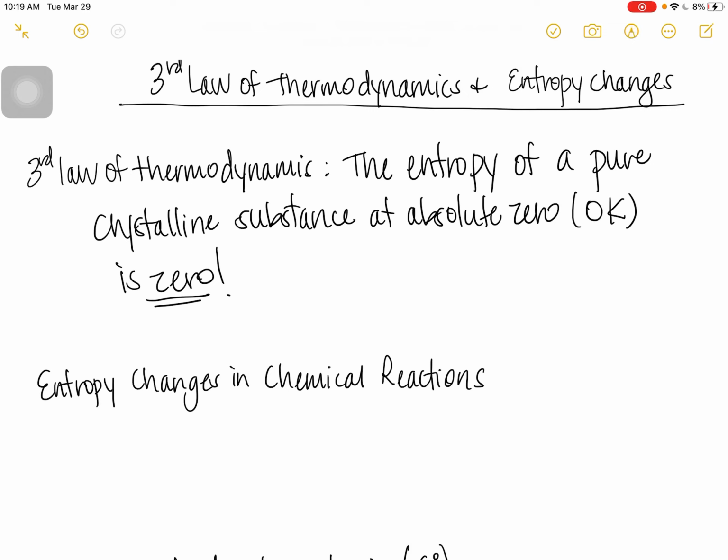Okay, so the third law of thermodynamics states that the entropy of a pure crystalline substance at absolute zero, which is of course 0 Kelvin, negative 273 degrees Celsius, is zero. And if you think about this for just a second, it should make sense. We have discussed that at 0 Kelvin, molecular motion would cease to exist. Well, if that's the case, and particles are no longer in motion, then they would have an entropy of 0, because remember that entropy is randomness or disorder. So if they're not moving, no entropy, and so this law should make sense to us.